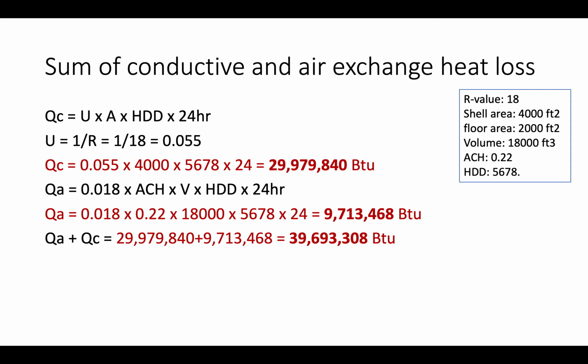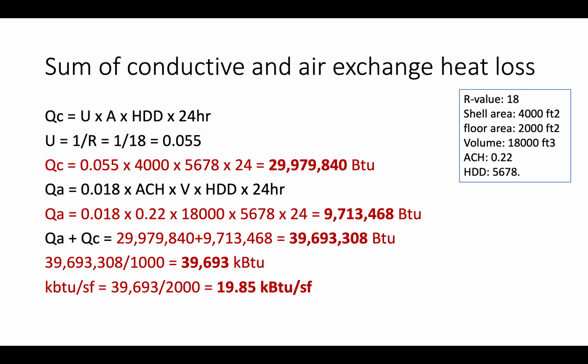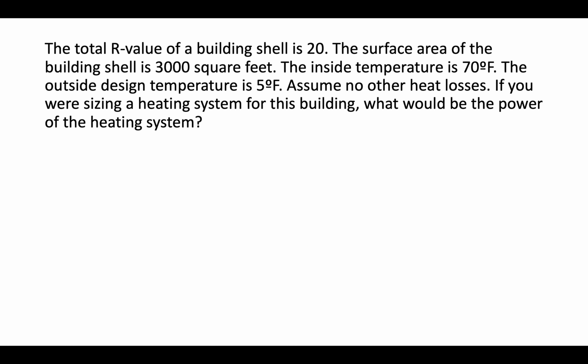And we get 39 million and change BTUs. We want to convert that to kBTUs, so we divide it by 1,000. Now it's 39,000 and some kBTUs. And we divide that by the square feet, which we were given as 2,000 square feet. So this building must have some pretty high vaulted ceilings, I guess. And so their heat loss is 19.8 kBTU per square foot. So that's how we would calculate that one.